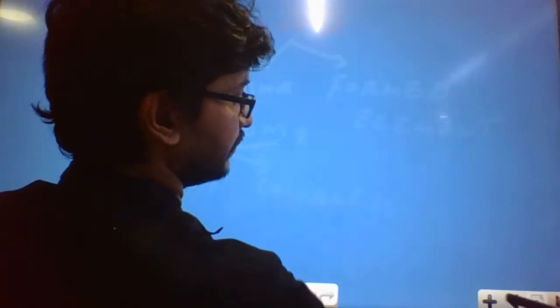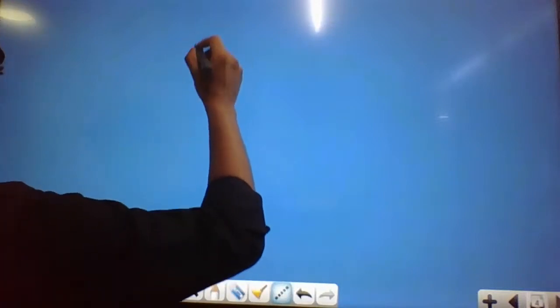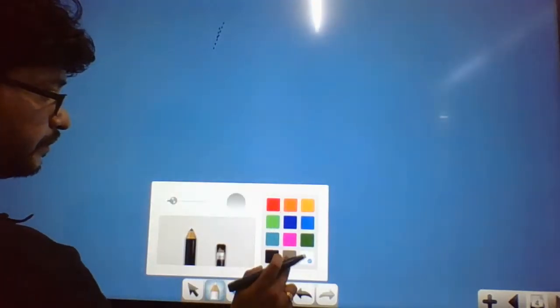Now we're going to start with the next part. We'll start about the blood. First we'll start with the plasma. So we'll start with the plasma now.